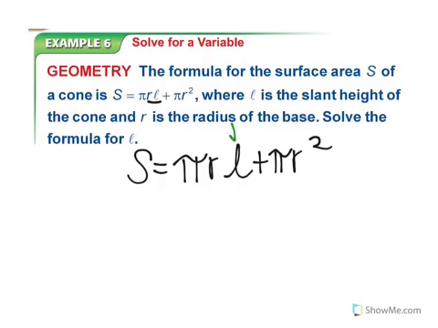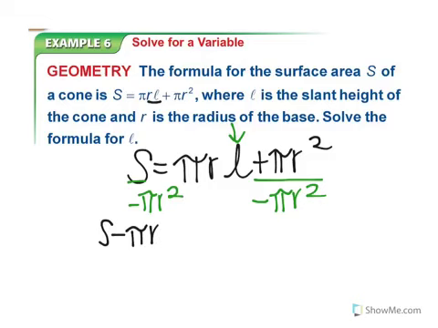So we want to keep in mind what we're searching for. So we need to get rid of everything else. The first thing I'm going to do is get rid of this term here. And I see that I have a plus sign. So that means I'm going to subtract pi r squared from both sides. Now, S is not the same as pi r squared. So all I'm going to do is write this as S minus pi r squared. And I'm allowed to do that. But over here, we canceled it out. And this is equal to pi r L.